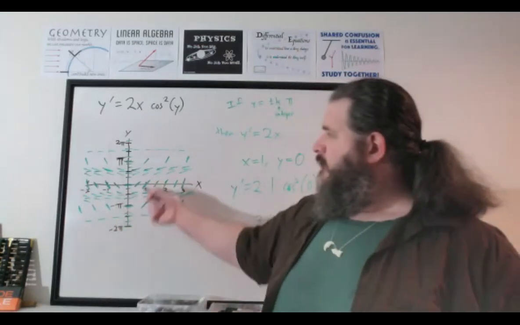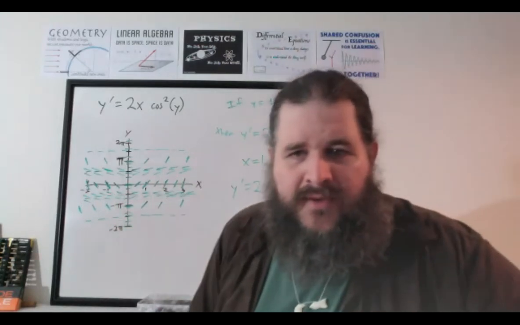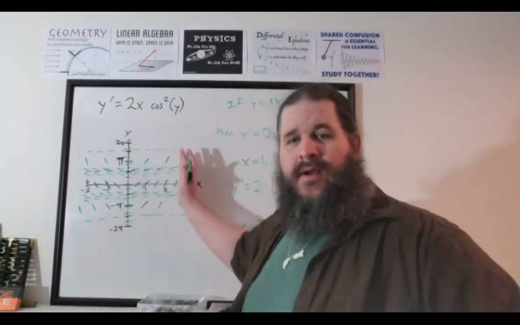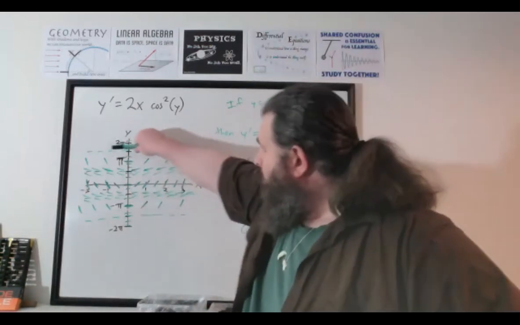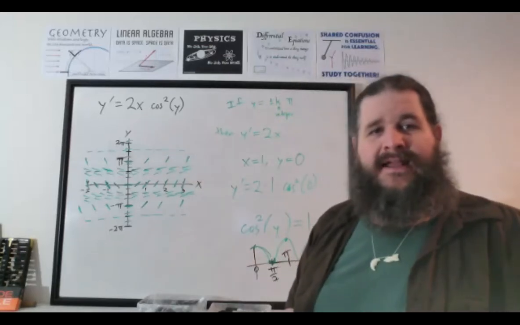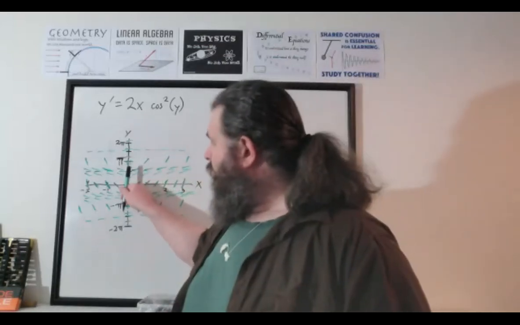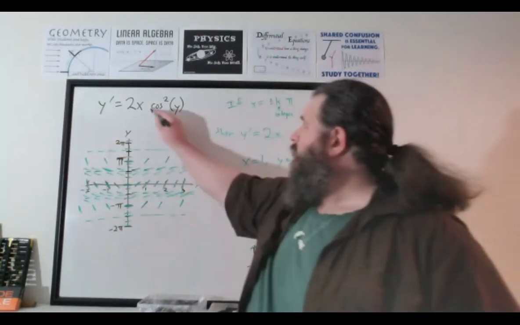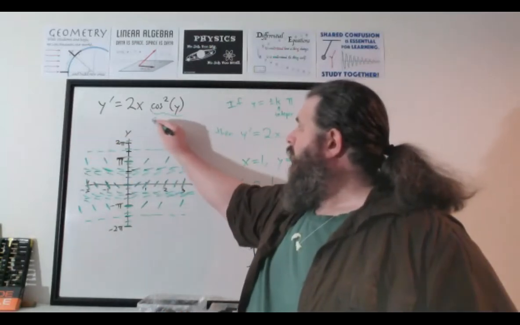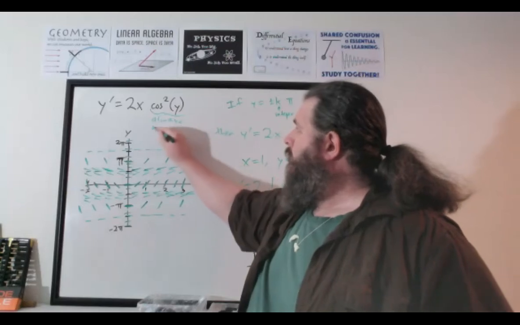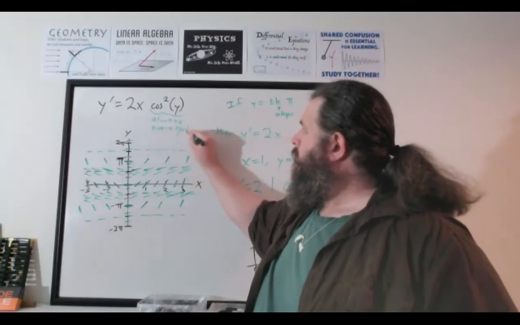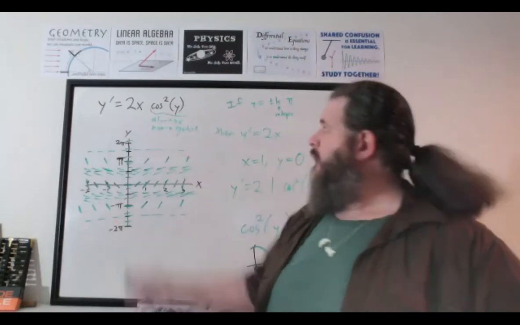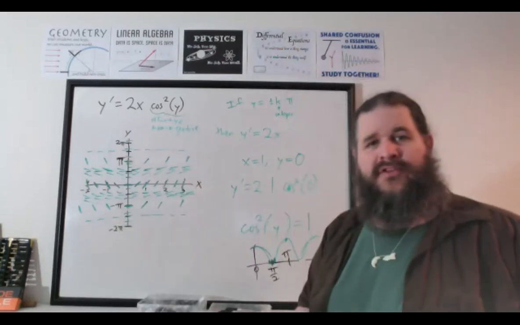So I would expect the direction field to look a little like this. At all locations where x is greater than 0, the derivative is positive, or it could also be 0, but it's at least non-negative. And likewise, for all these locations where x is negative, the slope is negative or 0. Because cosine squared y is always non-negative, there's no way this can be negative, which means x is what chooses whether the result is positive or negative.